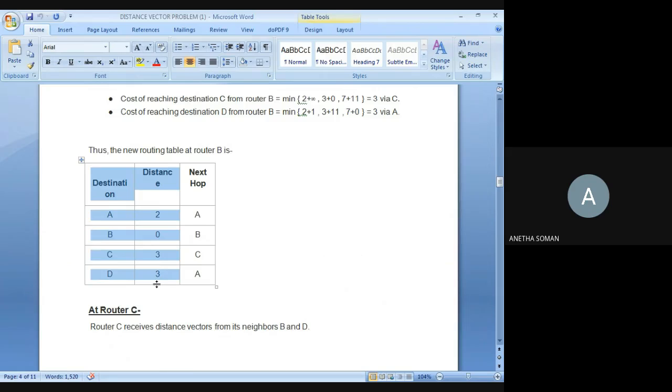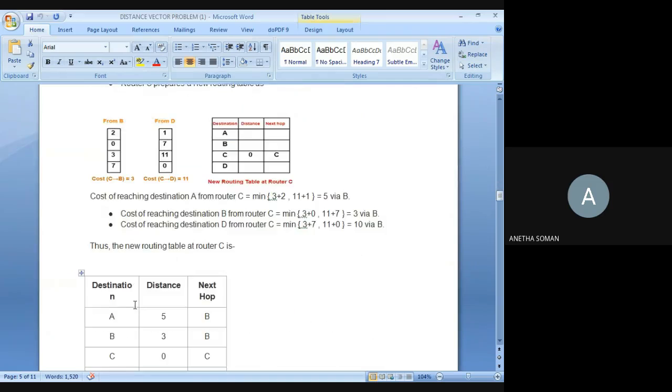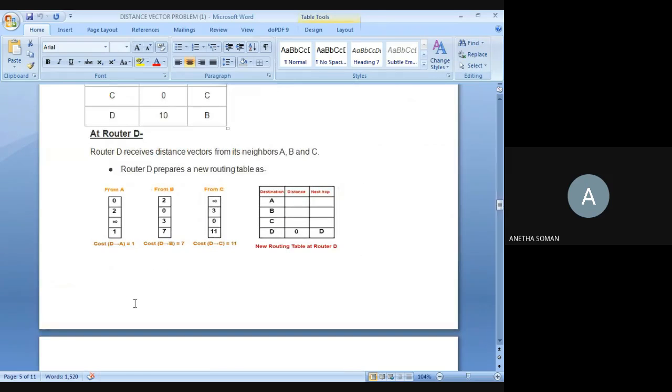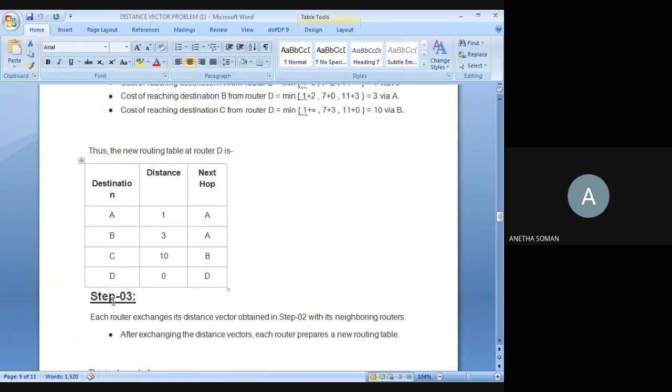Okay? Give me some response. Yes, miss. Okay, so this is the distance vector that is being shared from router B. Now similarly for router D, what is being shared? You have to look into the new routing table of router D. So it is sharing A1, B3, C10 and D0. Right? A1, B3, C10 and D0.